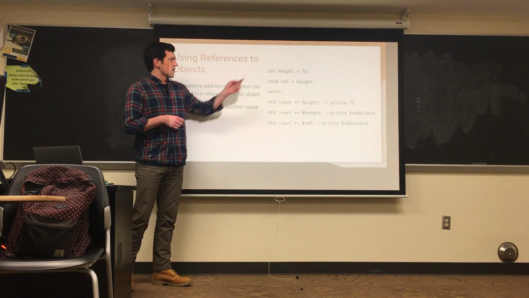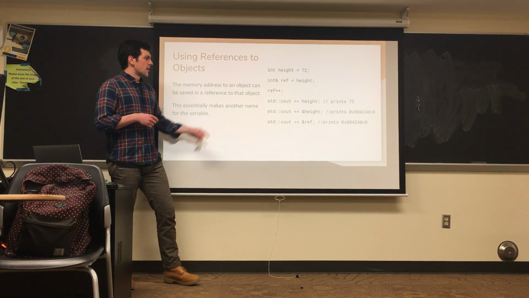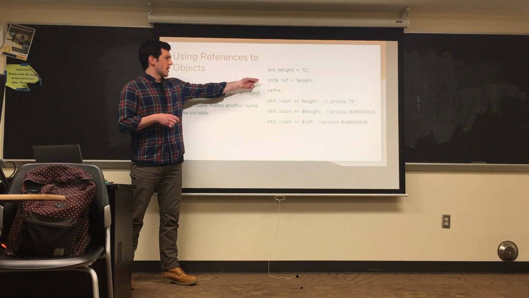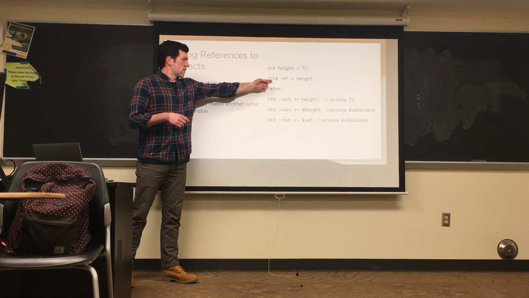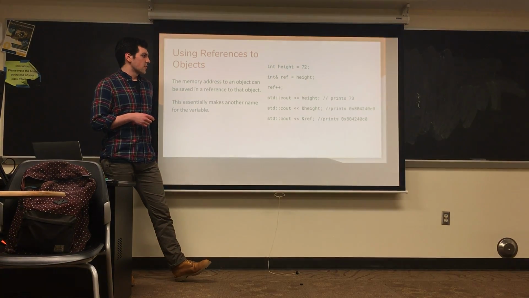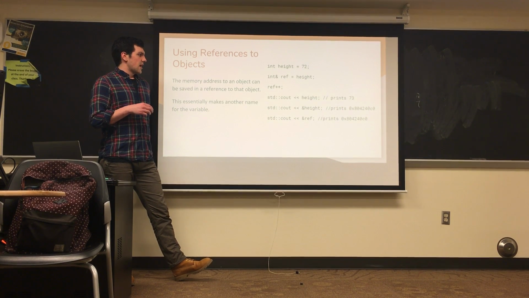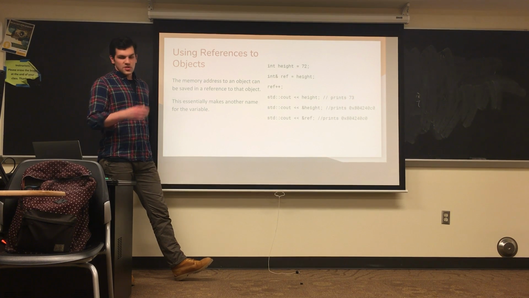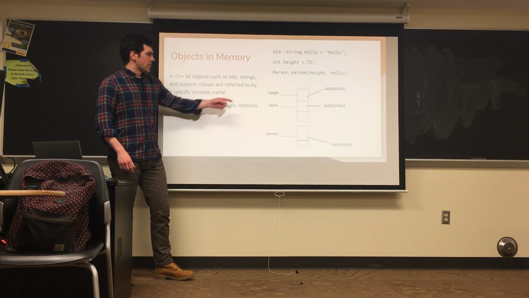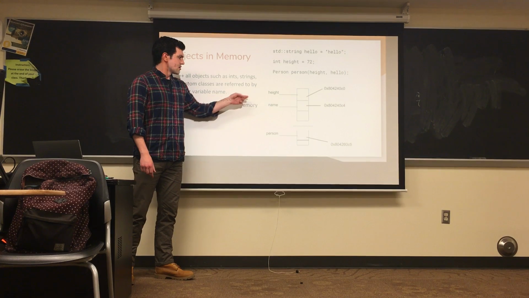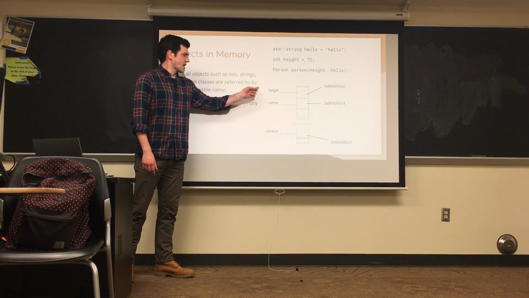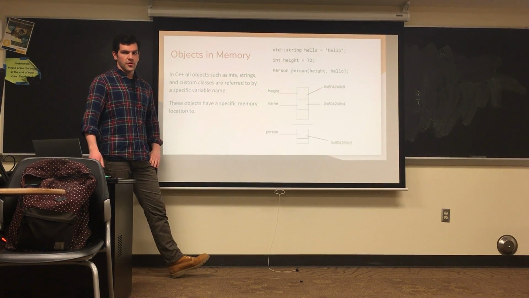So as we can see here, we have height is equal to 72, and then we declare a reference variable by saying the data type name with an ampersand, the reference variable name, and then we set it equal to that original variable name. What references are doing is they're just pointing to that original memory address that height had. So we can think of it as we have ref, and then it goes to height, and then it goes to the object in the memory location.